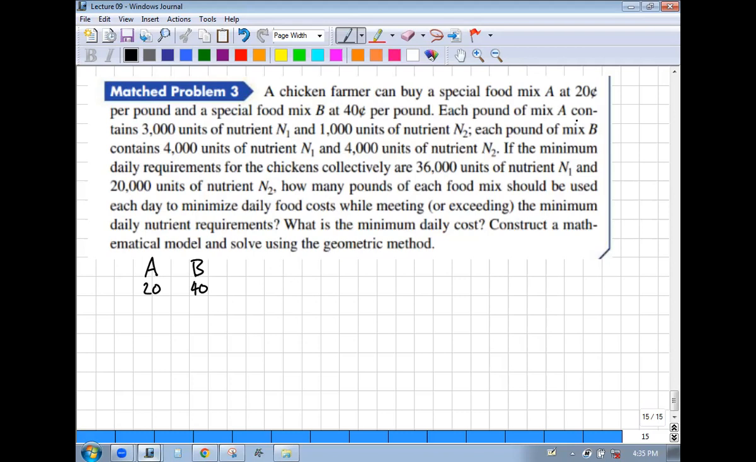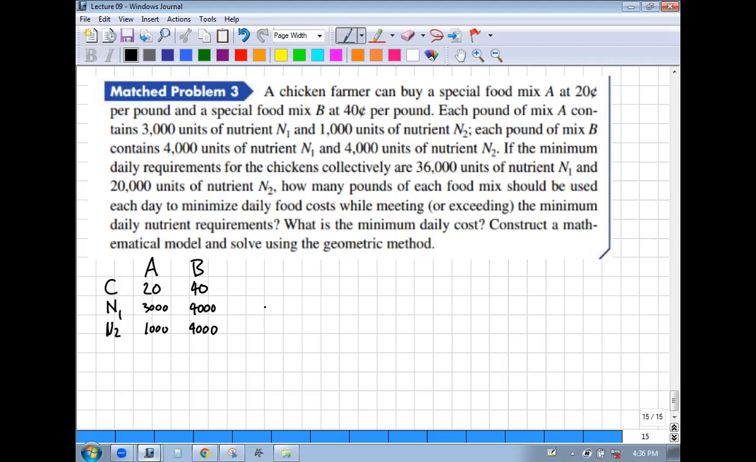Each pound of mix A contains 3,000 units of nutrient N. Okay, let's see. This is the cost. We'll do like N1 here. So mix A contains 3,000 units of N1 and 1,000 units of N2. Each pound of mix B contains 4,000 units of N1 and 4,000 units of N2.